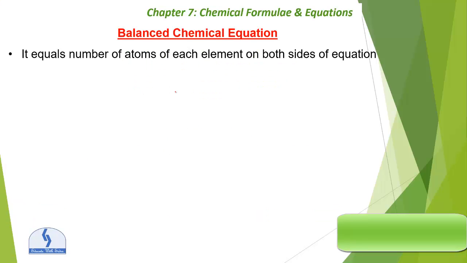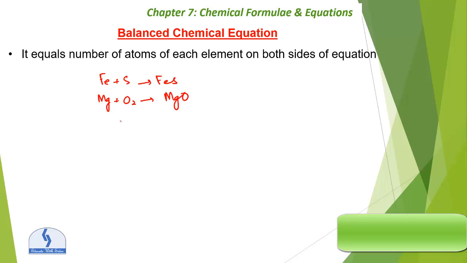Now, balanced chemical equation. A balanced chemical equation equalizes the number of atoms of each element on both sides of the equation. For example, Fe plus S will make iron sulfide, FeS. Another example, magnesium plus oxygen will give you magnesium oxide.